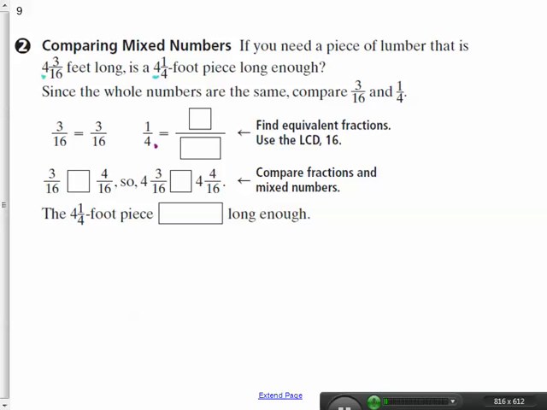So again, I find the least common denominator, and I know the least common denominator here is going to be 16. So I need to multiply by 4. So 3/16 is less than 4/16. So 4 3/16 is less than 4 4/16. So is this going to be enough? Yes, it is, because 4 is bigger than 3. So I'm going to have 1/16 left over.